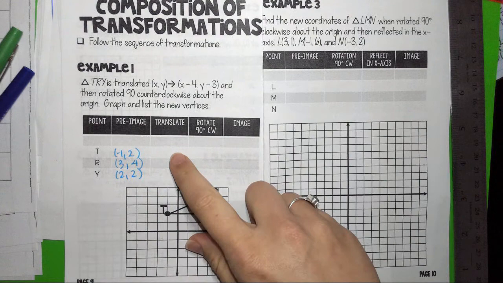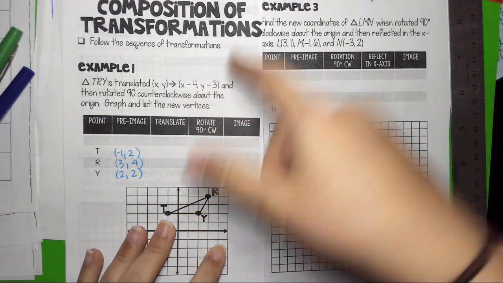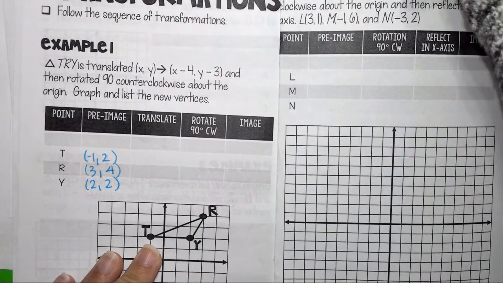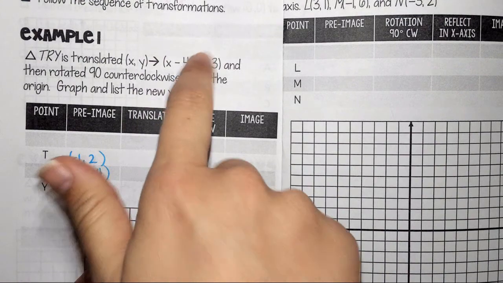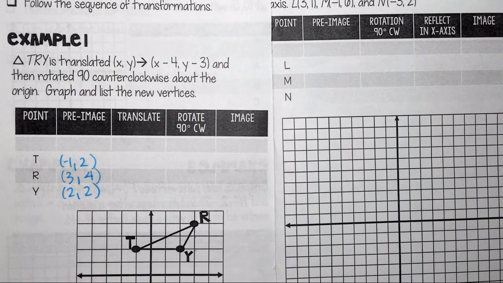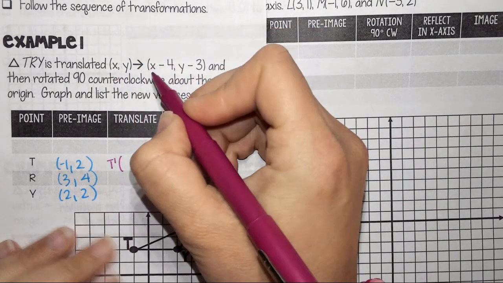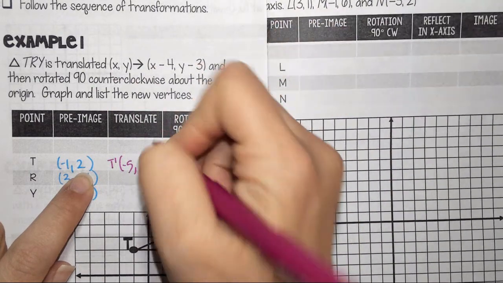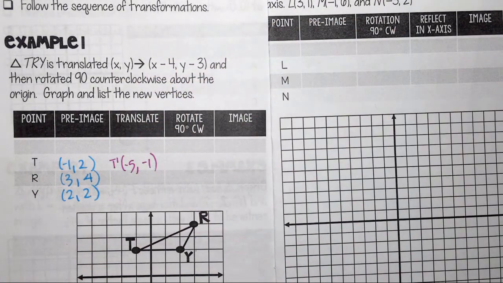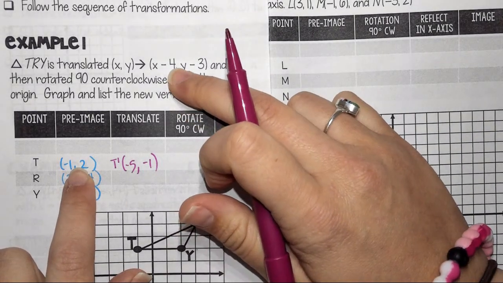And we're going to start with our translation. Now to translate, it says x minus 4 and y minus 3. So from our x coordinates, we're going to subtract 4. From our y coordinates, we're going to subtract 3. Alright, so our T prime: -1 minus 4 would be -5, and then 2 minus 3 is -1. And again, we got that because we just took these coordinates right here and plugged them in.